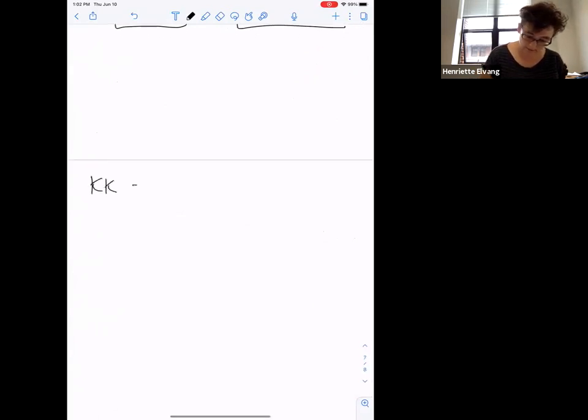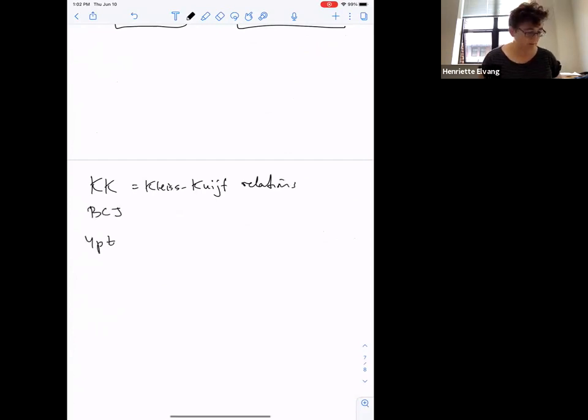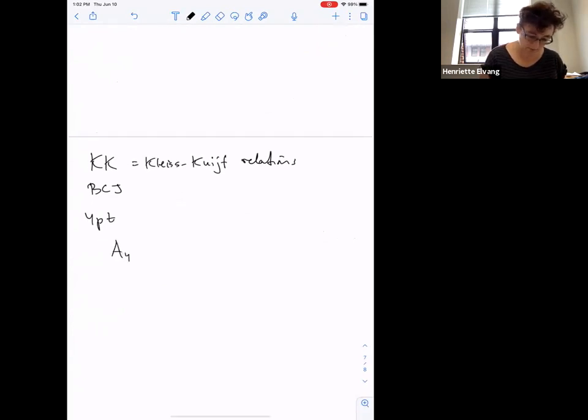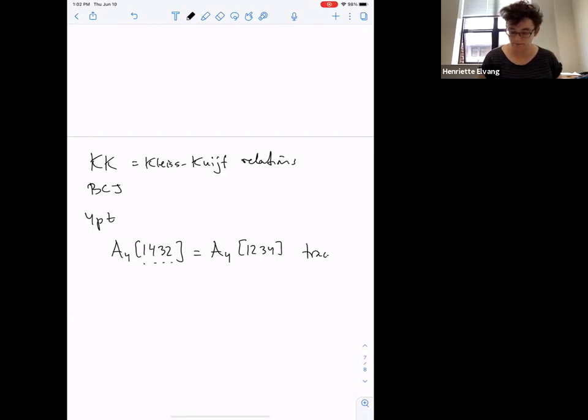So KK stands for Kleiss-Kuijf relations. And then there are BCJ relations. And at 4 point, what these look like is that the amplitude with color ordering 1, 4, 3, 2 has a trace reversal property, that this is the same as the 1, 2, 3, 4. So you see that goes in the opposite direction, 1, 2, 3, 4, 4, 3, 2, 1. So I'm just reversing the trace. And then there are 3 other relations of this kind. So there are 3 such relations.